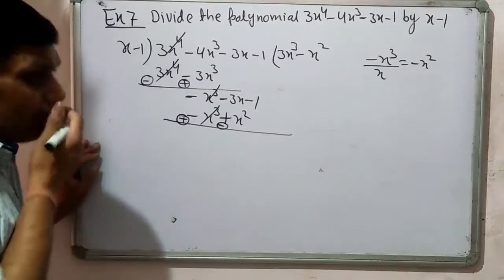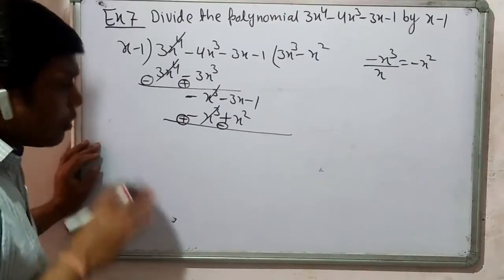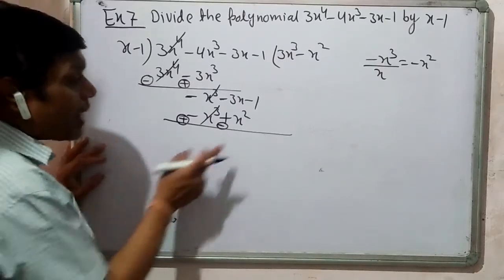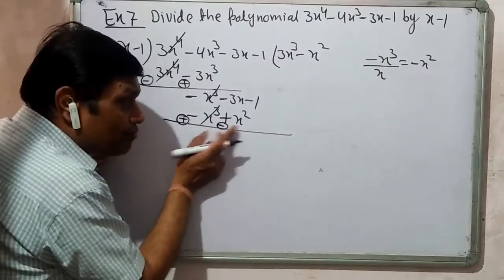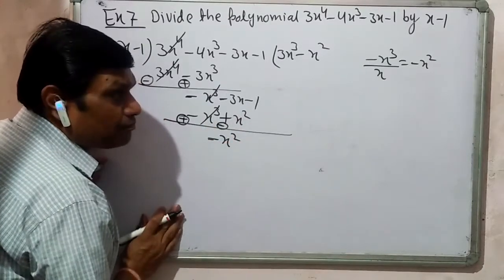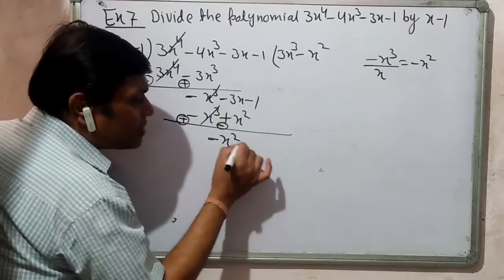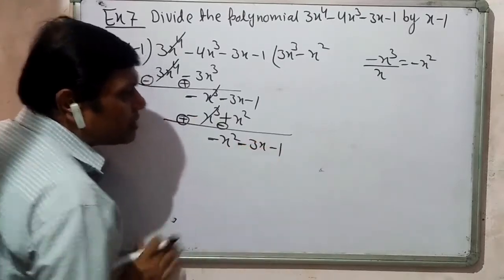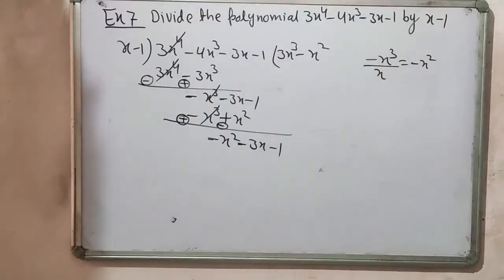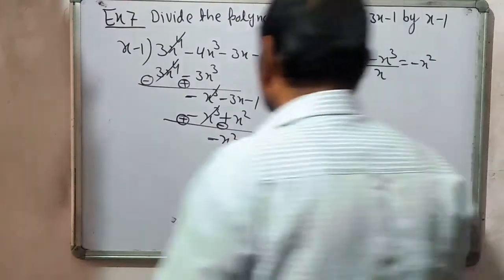We have to write them in decreasing powers of x. So the highest power is minus x square, so minus x square will come first. Then minus 3x, and then minus 1. This way we are going to write them in the standard form.